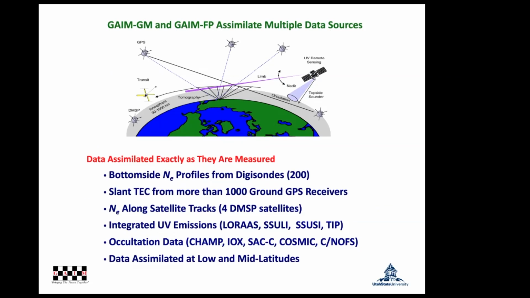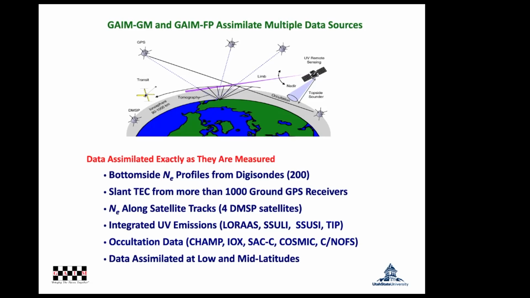Over the years, we have conducted many data assimilation runs, and now both the GAME GM and GAME full physics models can assimilate multiple data types. The data are assimilated exactly as they are measured. We have assimilated bottom side electron density profiles from digisondes, approximately 200. We've assimilated slant TEC from more than 1,000 ground-based GPS receivers. We've assimilated electron densities along satellite tracks, in particular the 4 DMSP satellites.